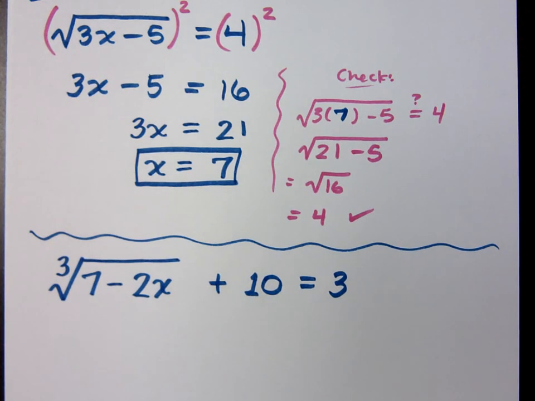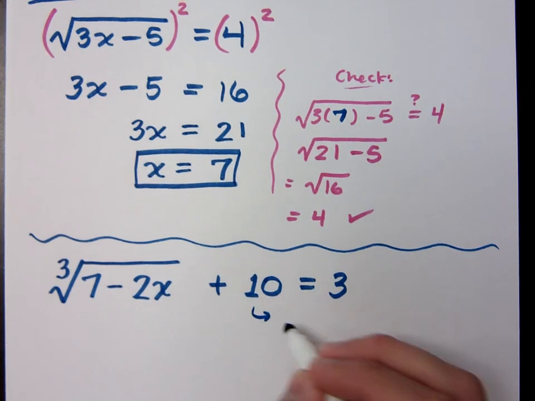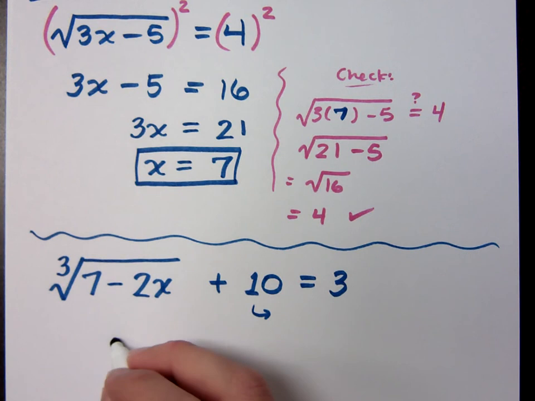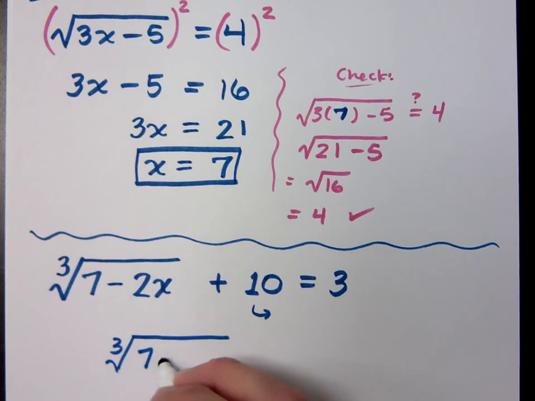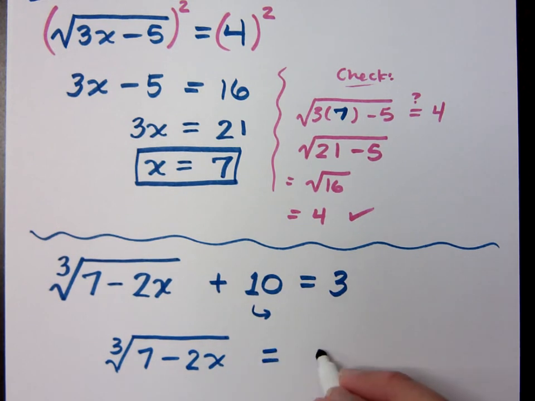Isolate the radical by subtracting the 10. So when I do that, I have the cube root of the quantity 7 minus 2x is equal to what? That's negative 7, right?